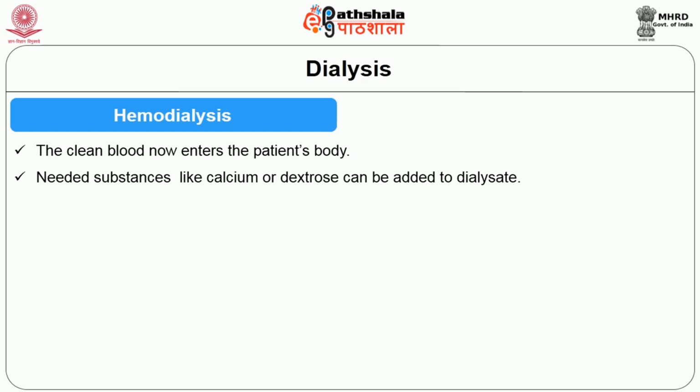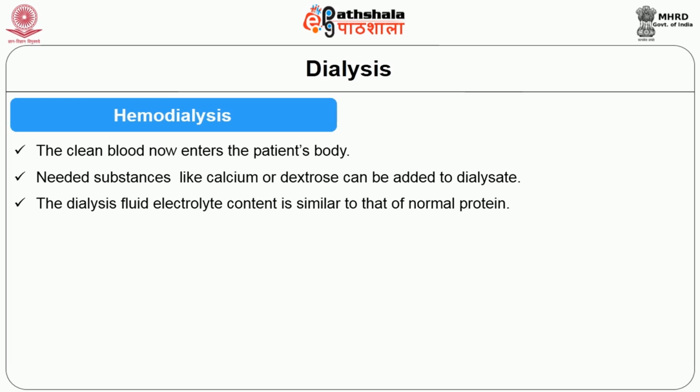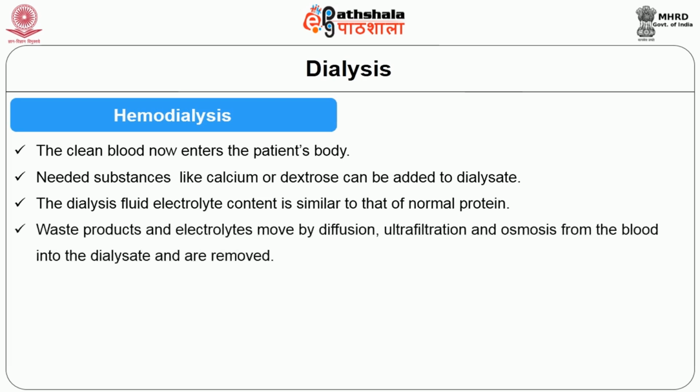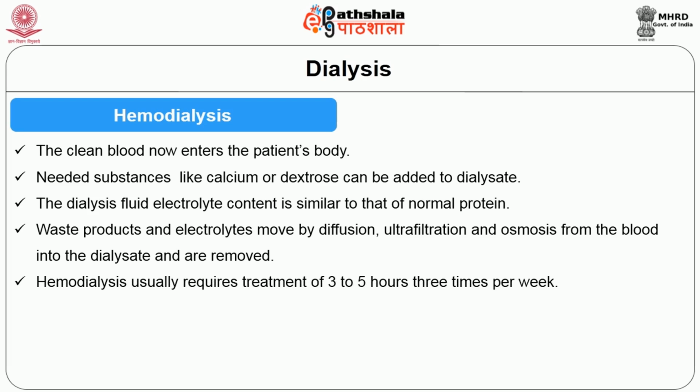Needed substances like calcium or dextrose can be added to dialysate. The dialysis fluid electrolyte content is similar to that of normal plasma. Waste products and electrolytes move by diffusion, ultrafiltration and osmosis from the blood into the dialysate and they are removed. Hemodialysis usually requires treatment of 3 to 5 hours, 3 times per week.